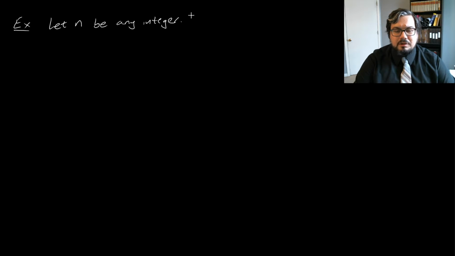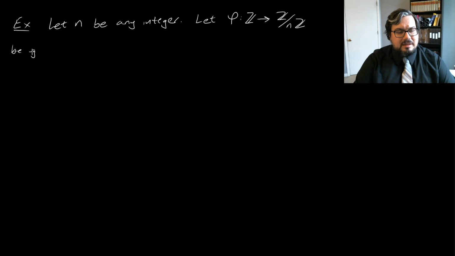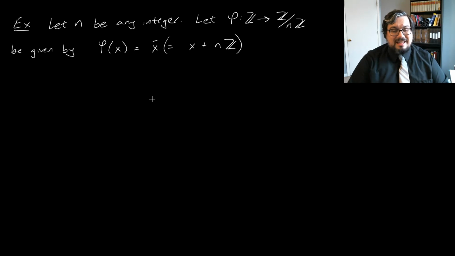Let's look at something that's not an isomorphism, or not always an isomorphism. Let's let n be any integer, and then let's let phi be the function from the ring Z to the ring Z mod nZ be given by phi of x equals x bar. And by x bar, of course, we mean the coset of the ideal nZ with representative x.